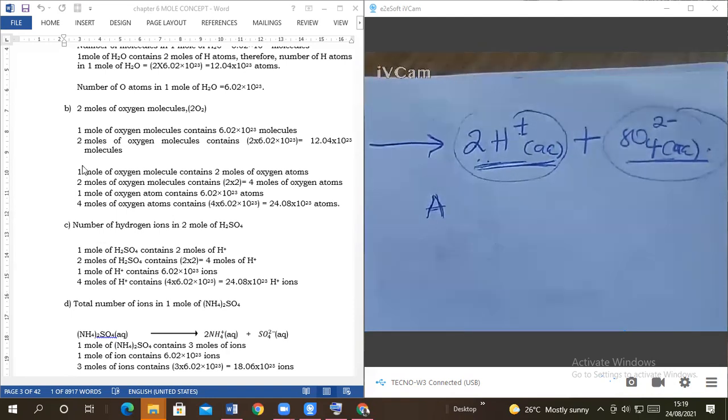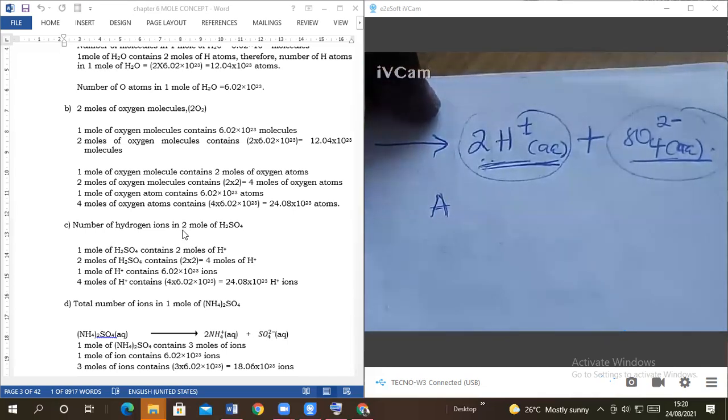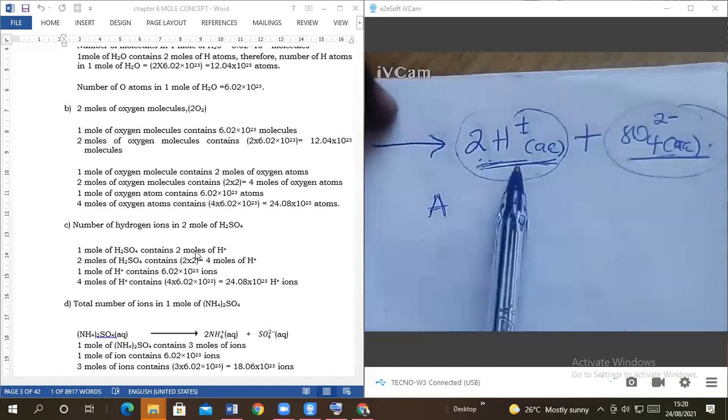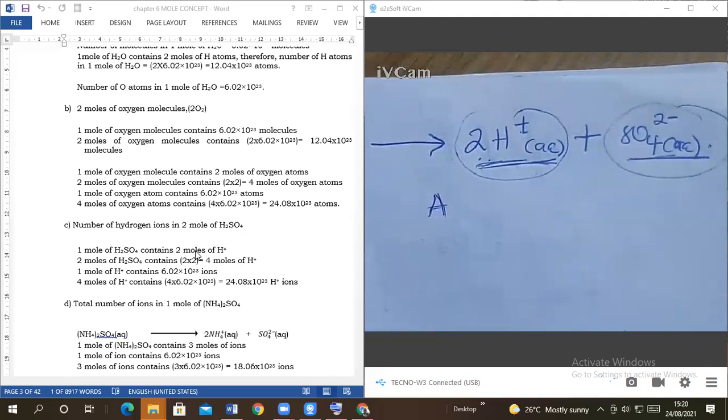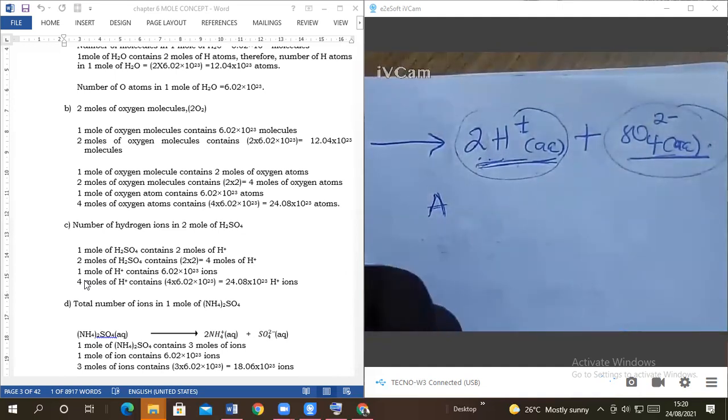Now the question is the number of hydrogen ions in 2 moles of sulfuric acid. They want the number of hydrogen ion particles in 2 moles of sulfuric acid. Now, you cannot get these ions if you don't know how this equation comes about. That in 1 mole of sulfuric acid, there are 2 hydrogen ions. You will start wondering, where did people get 4 from? This is 4 here.